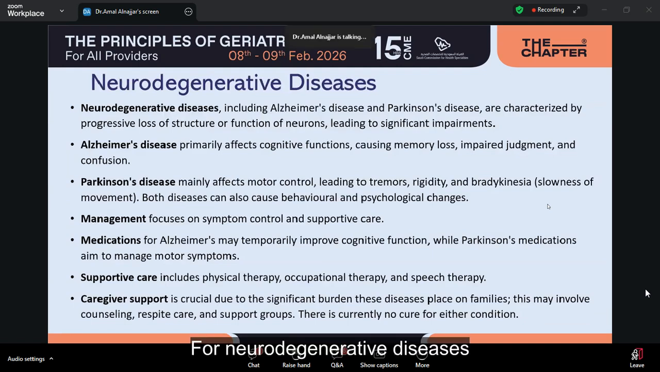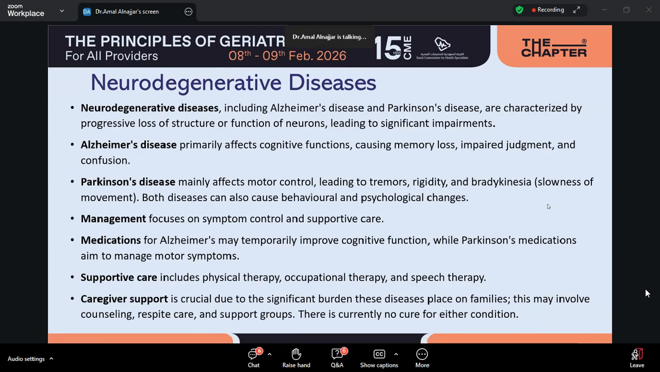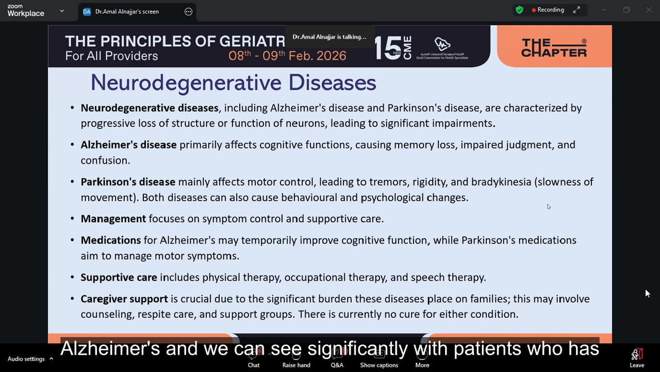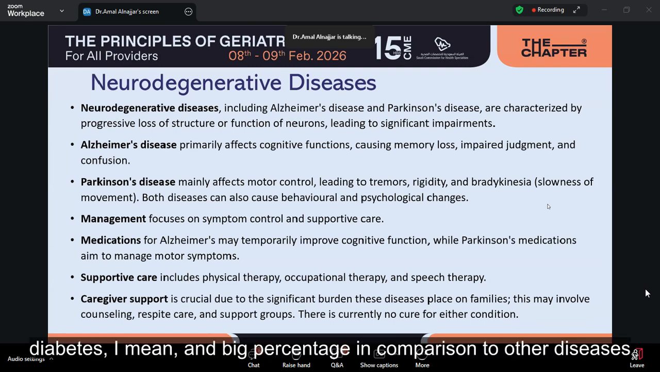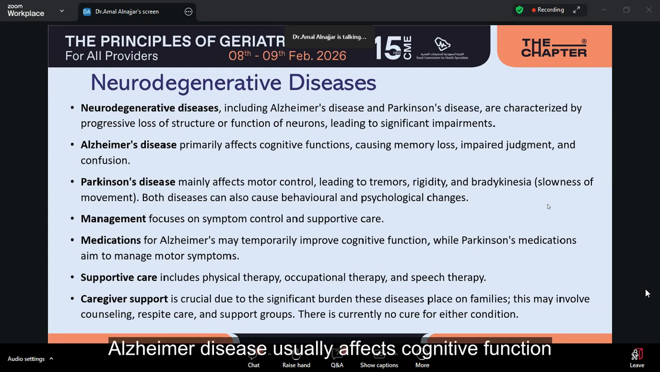For neurodegenerative diseases, they usually include Alzheimer's, and as we see, most of our population complain of Alzheimer's, and we can see it significantly in patients who have diabetes, in a big percentage in comparison to other diseases. And Parkinson's disease, both are characterized by progressive loss of structure or function of neurons, leading to significant impairment. Alzheimer's disease usually affects cognitive function.